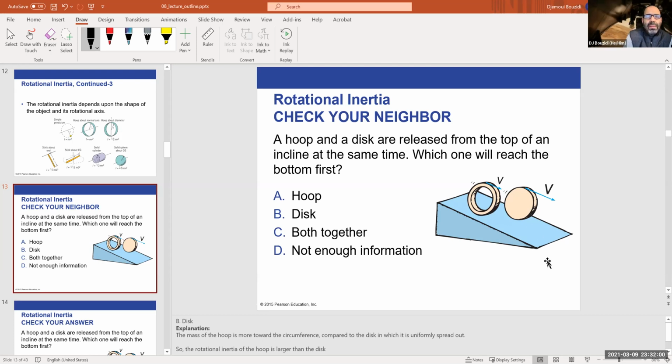So both of them have the same translational inertia. They have the same mass. Both of them have the same radii. So in this case, the hoop will resist more and will arrive later versus this one, because this one has less inertia, so it's going to resist little, and it's going to come down faster. Make sense?